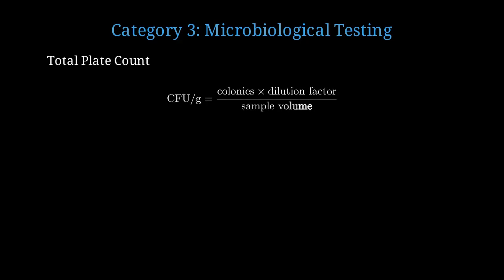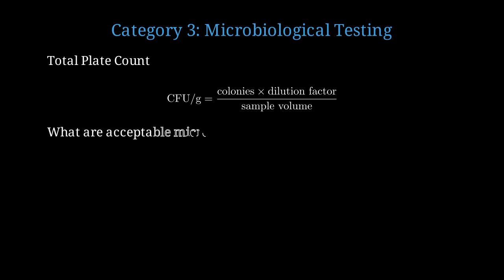Microbiological testing ensures food safety and predicts shelf life. This is perhaps the most critical category for consumer health. Total plate count measures viable bacteria in a sample. You dilute the sample, plate it on nutrient agar, incubate at 37 degrees Celsius, then count colonies. Colony-forming units per gram equals colonies counted times dilution factor divided by sample volume.